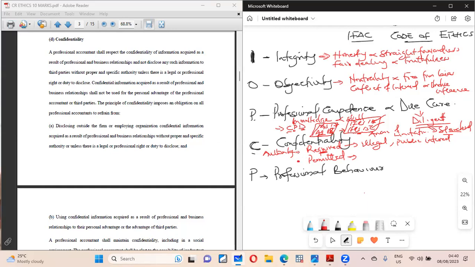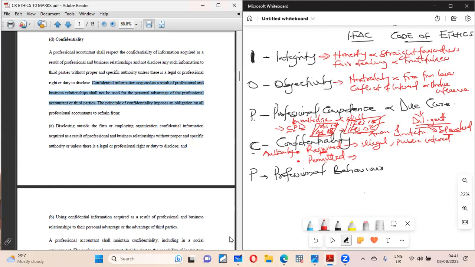But apart from this one, you need to seek permission before you can disclose. You don't use information you obtain in your professional dealings for your personal benefit or any other use. The only time you can disclose without taking permission from the company is when you are required to do so. Please take note of that. So you cannot use the information for your personal advantage.